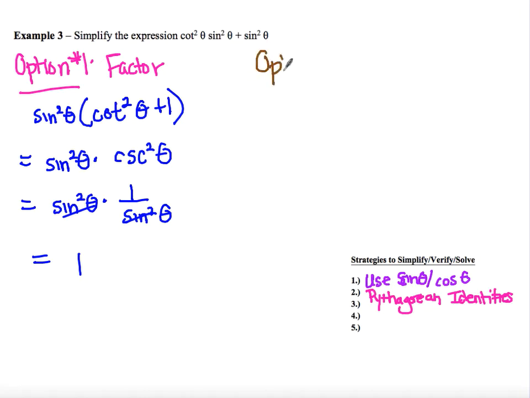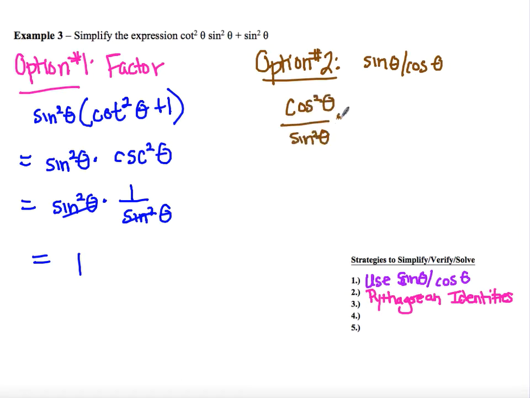Okay. Option number 2, which is going to give us the exact same answer, but just to show you that oftentimes there's more than one way to do a problem. If I'm going to do option number 2, I'm going to use that first strategy of changing things to sine and cosine. And so as I do that, when I look at my first set, I've got the cotangent, and I'm going to replace the cotangent with cosine squared over sine squared times the sine squared plus the sine squared.